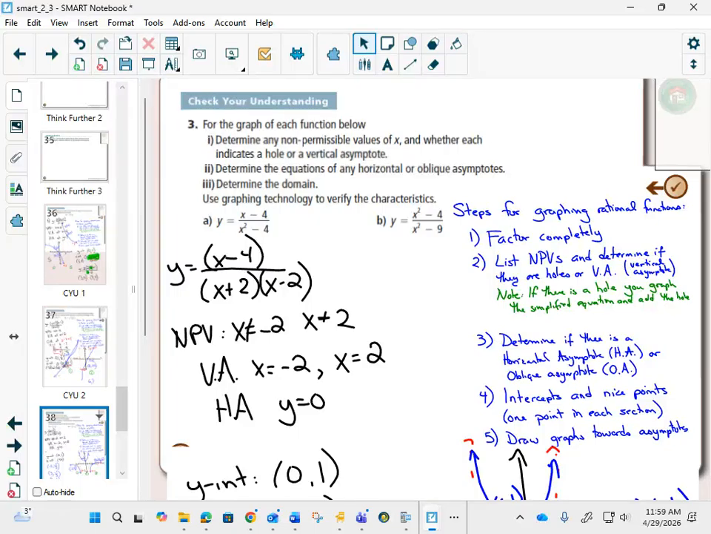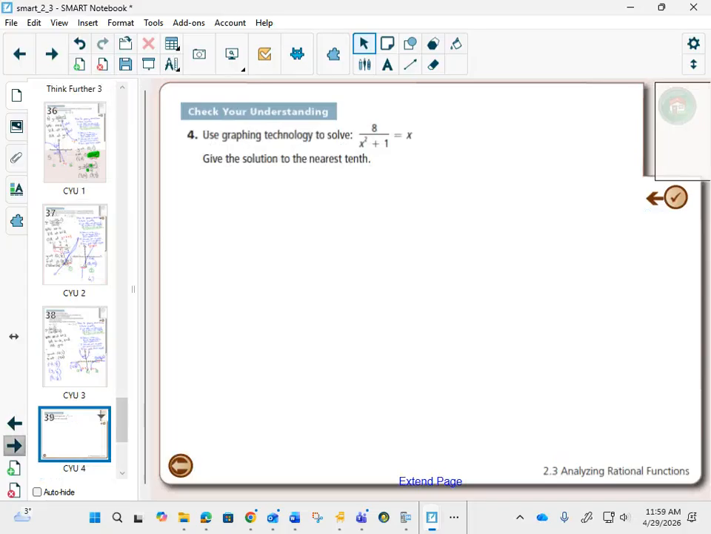And 4 is graphing technology. You can use Desmos or a graphing calculator. Type this into Y1, this into Y2, and see where they intersect. That's all we would do for 4.